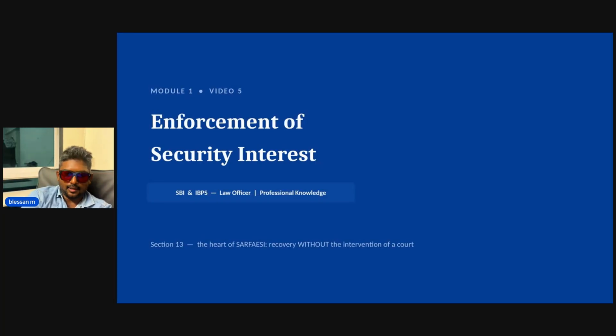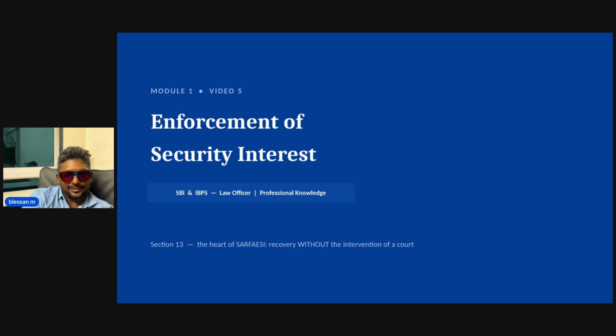Today we're seeing about the SARFAESI Act for the IBPS and SBI PO, and today the topic is enforcement of security interest. So the particular section that we are going to discuss now is the heart and soul of the SARFAESI Act. It is this section that makes the SARFAESI Act what it is.